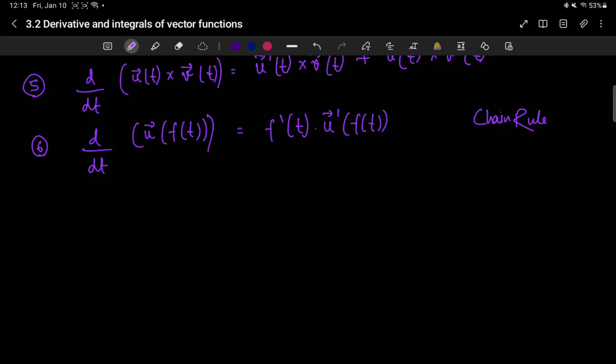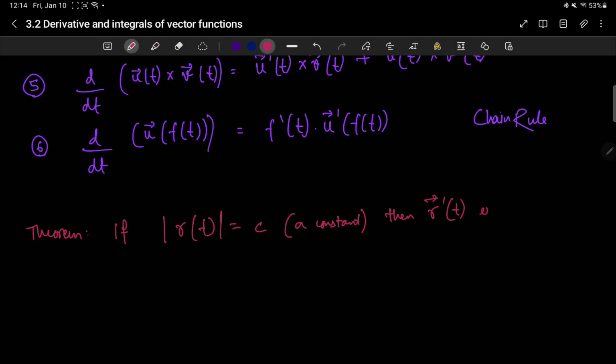Okay, last result here is a theorem. The theorem basically says that if the magnitude of a vector valued function is c, that is a constant, then r prime t, which is a derivative, is orthogonal to the vector valued function for all t.